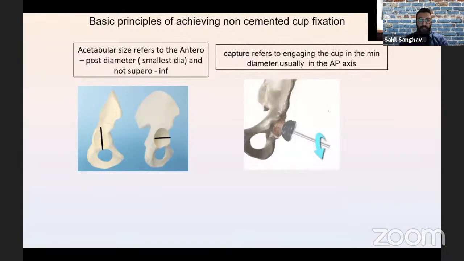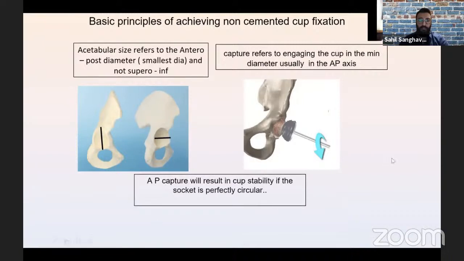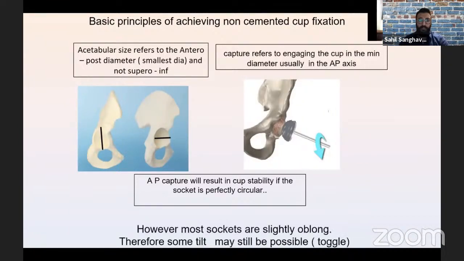Now, when you ream, the first objective is to engage some part of the anterior with the posterior bone. So that is engaging the minimum diameter. How do you know you engaged the minimum diameter? If you put a trial, you will not be able to rotate because it's engaged one diameter. However, it may have some kind of toggle, usually in a plane that is perpendicular to this AP capture plane. So although you got AP capture, you may still have some toggle because no socket is perfectly circular. Usually it's some kind of oblong shape. Therefore, to eliminate toggle, you need to do something more because the socket is oblong.